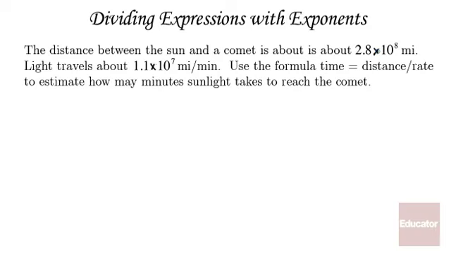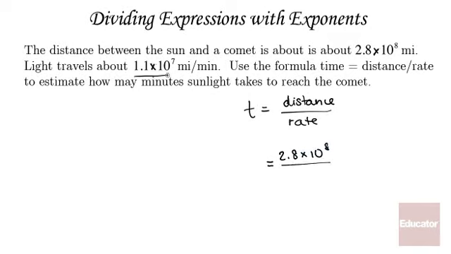Okay, so let's look at the formula. Time equals distance over rate. They tell us the distance is 2.8 times 10 to the 8th, so I'm going to substitute it in place of distance. 2.8 times 10 to the 8th. They tell us the rate is 1.1 times 10 to the 7th miles per minute. Notice the miles are going to cancel out and you're going to end up with minutes, which is what you're looking for.